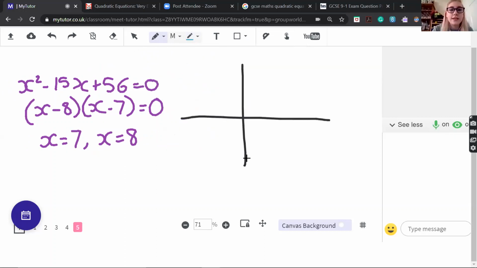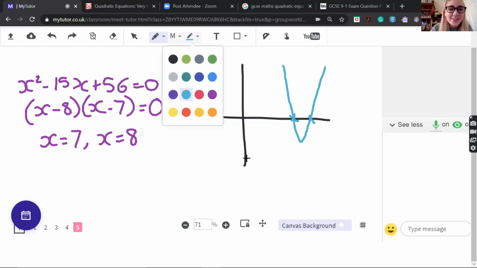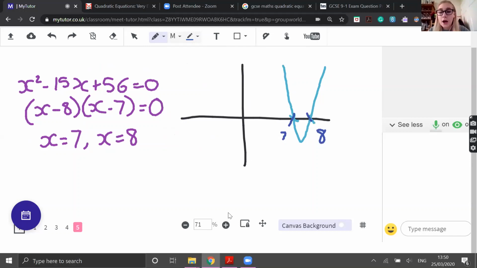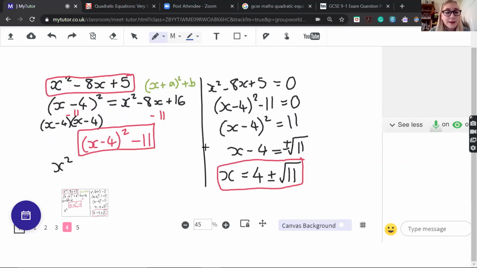Basically, I did this briefly last time. We mark on 7 and 8. That's what our curve looks like. That was a bad drawing. That's a bit better, going through these points here, 7 and 8, which are the roots of the equation, because that's where that equation equals 0, because the x-axis is 0. So that's about roots.